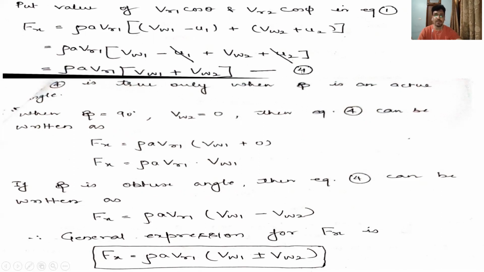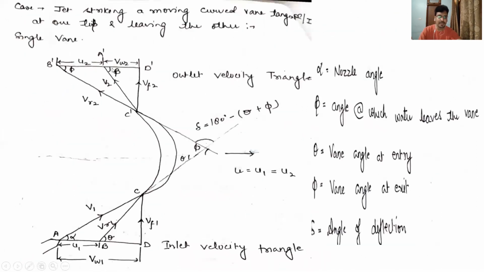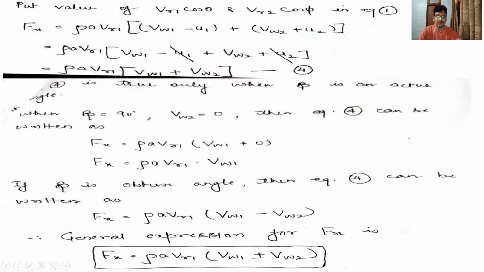Now from equation 4, we can see that this is applicable only when beta is an acute angle. Beta is which angle? This angle. If it is less than 90, then this VW2 will have a positive sign. So this equation is only valid when beta is less than 90 degrees.